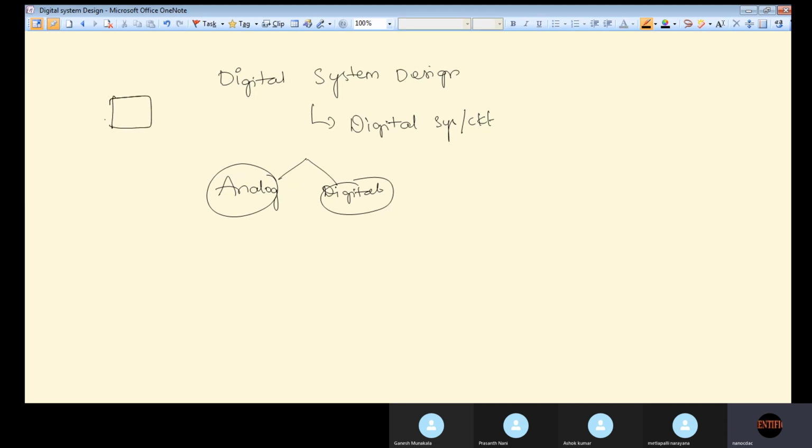A system is the one which is generating the output for a given input. This system may be anything. It may be a control system, a computer system, a digital watch, a digital clock, a plant, or a machine. Anything which generates output for a given set of inputs is a system. So we classify them into analog and digital systems. What is the difference between an analog system and a digital system?